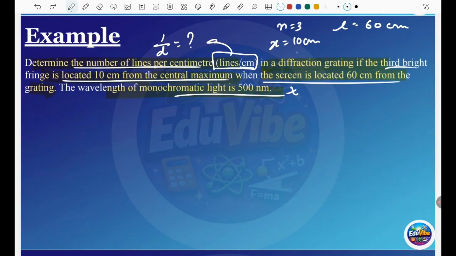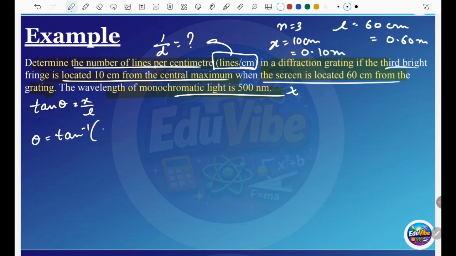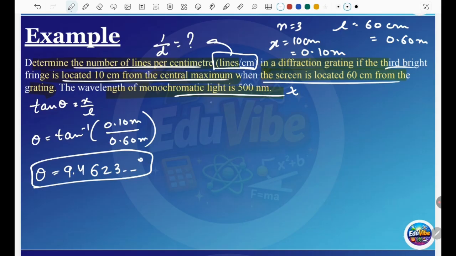So 10 centimeters in meters is 0.10 meters, and 60 centimeters is 0.60 meters, to calculate d. First we have to check the angle, as we do in the small angle approximation. So you have x, you have L, so you can use tan theta, which is equal to x upon L. So tan inverse, x is 0.10 meters, L is 0.60 meters. When you do this, you get about 9.4623 degrees, which is less than 10 degrees. So you can use the small angle approximation formula in this now.